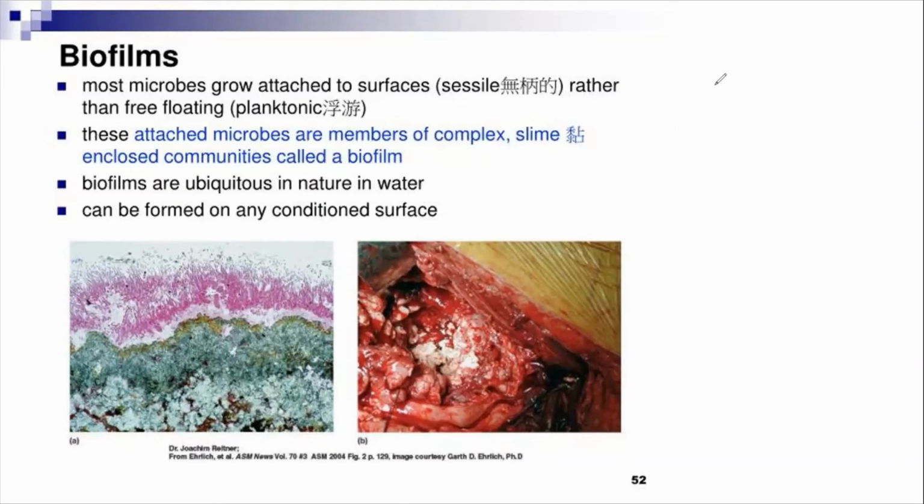Most bacteria grow and attach to surfaces rather than being free floating. These attached microbes are the members of complex slime-enclosed communities called biofilm. They're ubiquitous in nature and can form on any conditioned surface. It's not like the smoother or plainer a surface you keep, the biofilm is not going to form. It will definitely form.